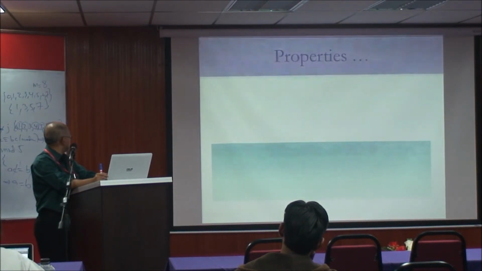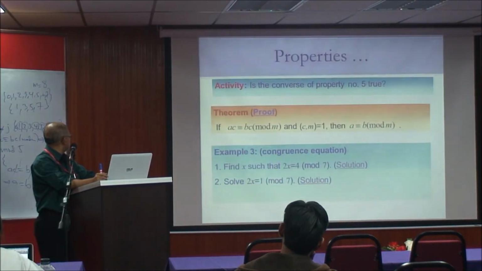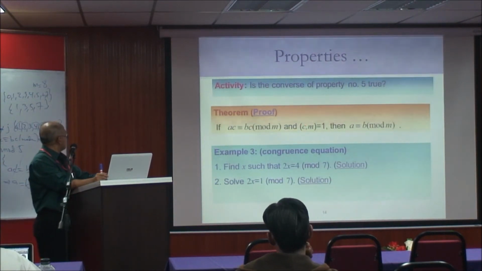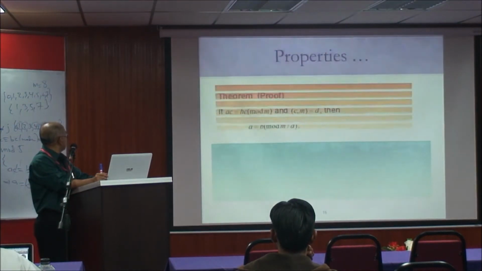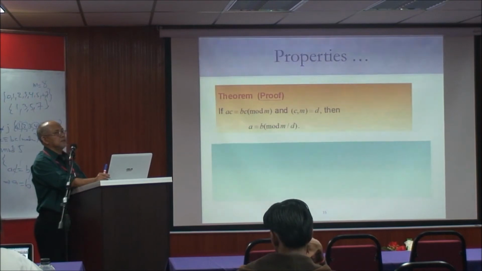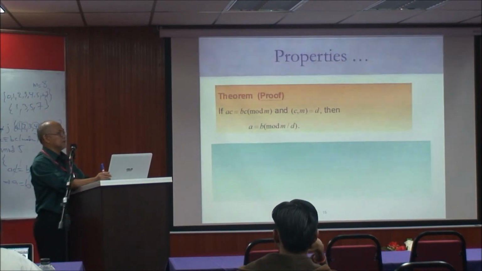Okay, so the last theorem: we can cancel out C from the congruence equation if it satisfies this condition. But if it doesn't satisfy the condition, whereby the GCD of C and M is equal to D, which is not equal to 1, what we can do is cancel out C, but we must divide M by that GCD. So we have another congruence equation, but the modulus is now M over D.